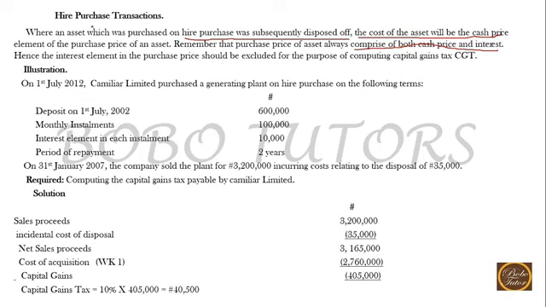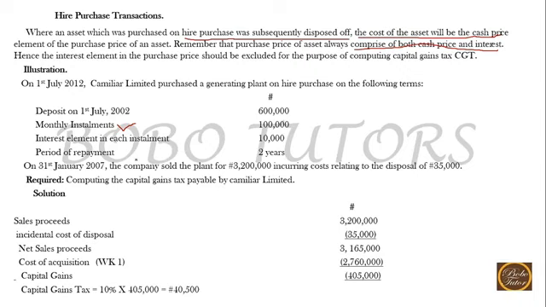So let's look at an illustration. On 1st of July 2012, Camilla Limited purchased a generating plant on hire purchase on the following terms: deposit 600,000, monthly installment 100,000, interest element in each installment 10,000, period of repayment 2 years. Remember, the monthly installment will comprise both the cash price and the interest element. The period of payment is 2 years, making 24 months since it is a monthly installment.